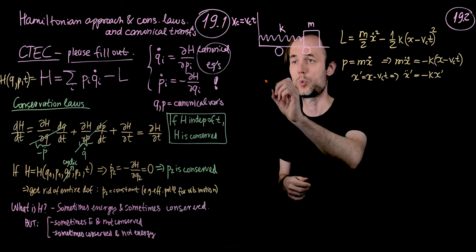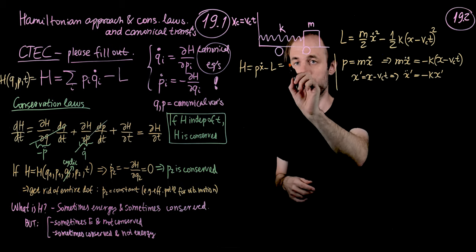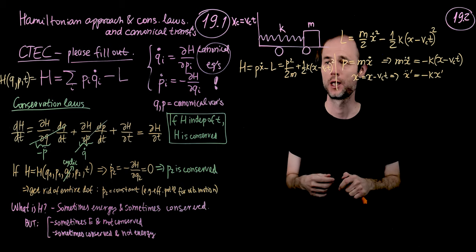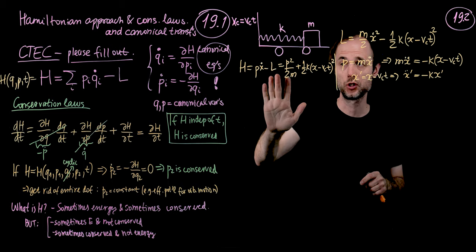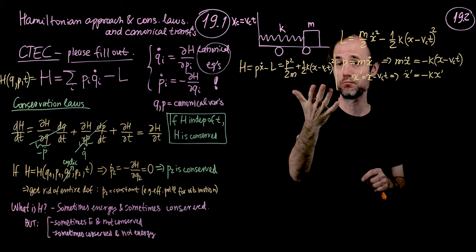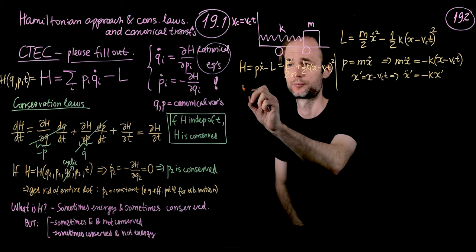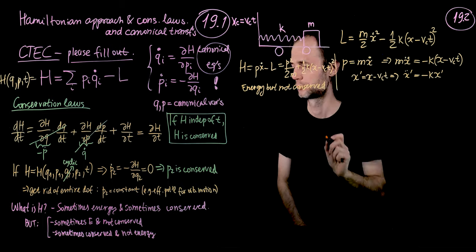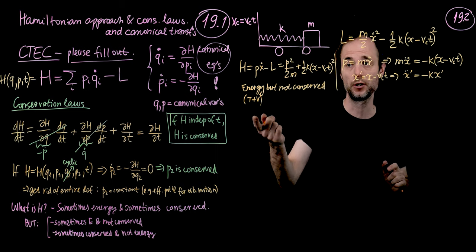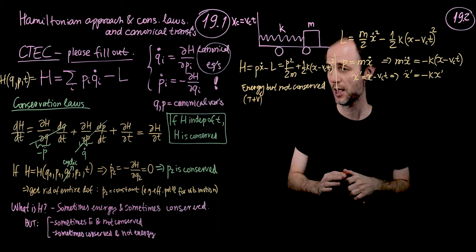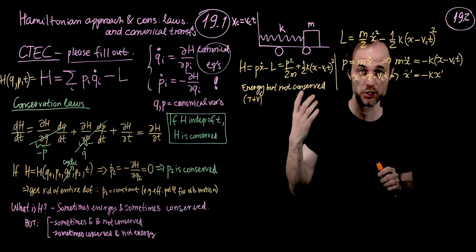So if we were to do that, we would get the following. So the Hamiltonian here, which is given by the regular expression p x dot minus L, is energy, right? But it is not conserved. Where by energy, I mean energy in the regular sense, which is kinetic plus potential energy. And it is not conserved because it has an explicit dependence on time.